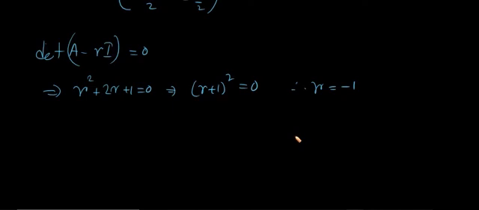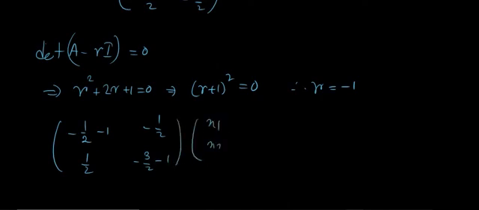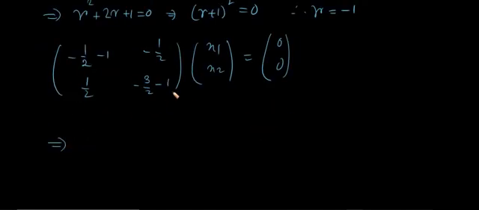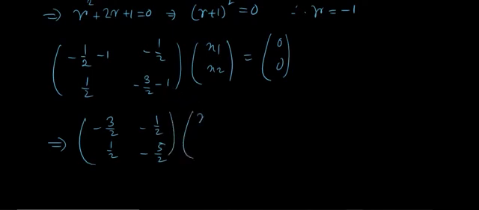So let me just proceed. If you proceed, what you will see is the matrix with minus 1/2 minus 1, minus 1/2, then plus 1/2, and minus 3 by 2 minus 1, times x1, x2, and they will yield 0. That's how we find our eigenvectors. So let's try to proceed with this. If you simplify, this will be minus 3 by 2, minus 1/2, 1/2, and finally you will have minus 5 by 2 over here. Yes, minus 3 minus 2, so that's minus 5 by 2, times x1 and x2, which becomes 0, 0, right?